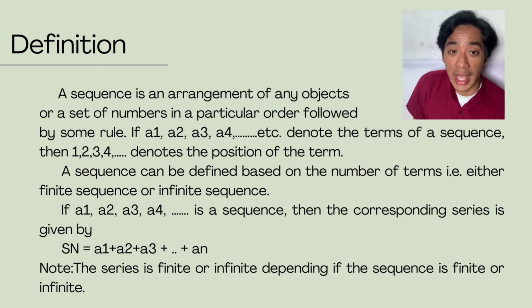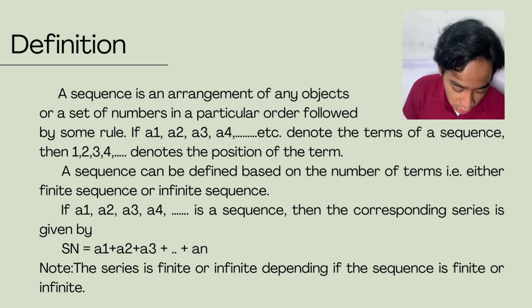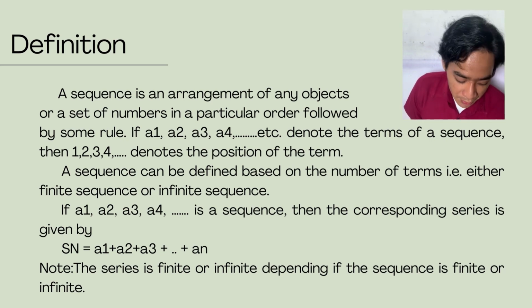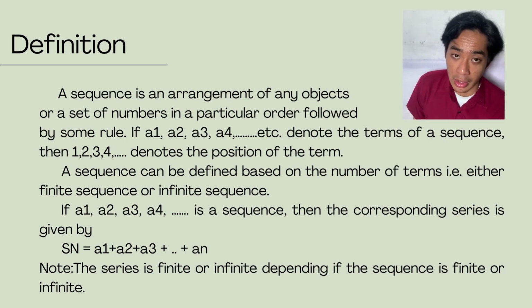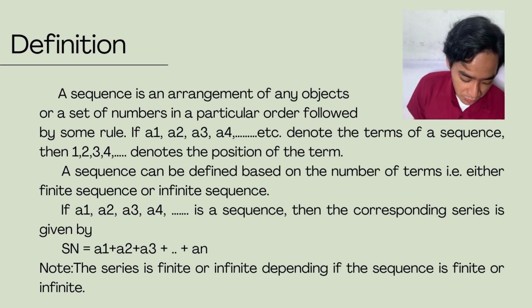If A1, A2, A3, A4, and so on is a sequence, then the corresponding series is given by Sn equal to A1 plus A2 plus A3 plus ... plus An. Note, the series is finite or infinite depending on whether the sequence is finite or infinite.